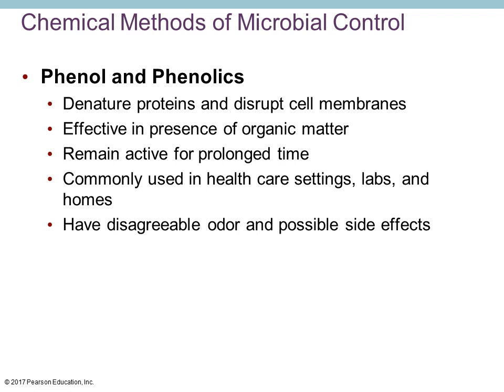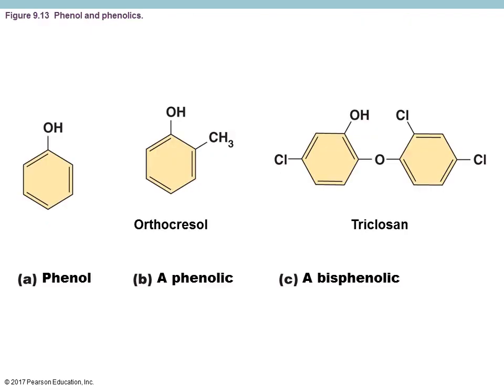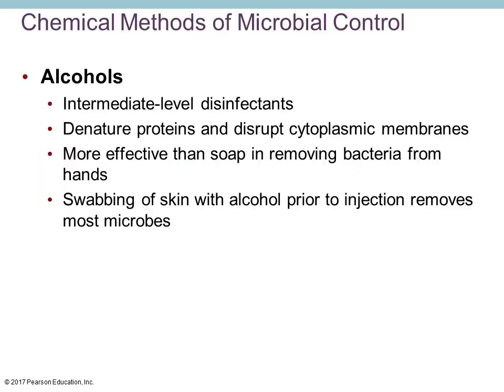Phenol and phenolics, these tend to disrupt proteins and disrupt cell membranes. They can be very effective when you've got a lot of organic material there. It does remain active for long periods of time. They can be used in healthcare settings. They're used in labs. One problem with them is the smell and possible side effects. So this is an example, from a chemical standpoint, of the structure, what the phenolics look like, usually ring structures.